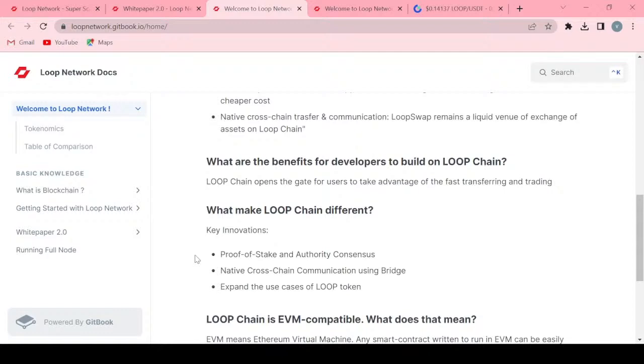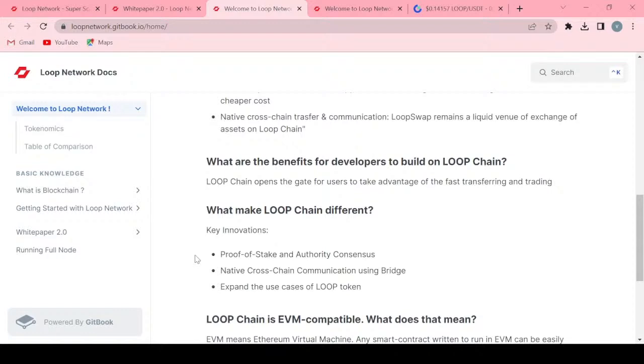Okay, let me make it. Loop chain opens the gate for users to take advantage of fast transferring and trading, and for developers to build on loop chain. And what makes loop chain different? There are key innovations that make it different: proof of stake and authority consensus, and native cross-chain communication using the bridge, which expand the use cases of the loop token.